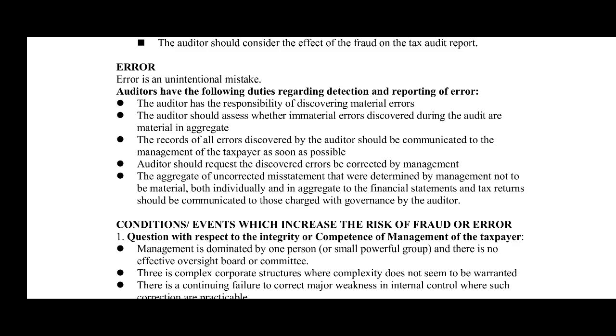Two, the auditor should assess whether immaterial errors discovered during the audit are material in aggregate, when you put them together. And three, the records of all errors discovered by the auditor should be communicated to the management of the taxpayer as soon as possible. And four, the auditor should request the discovered errors to be corrected by management. And five, the aggregate of the uncorrected misstatements that were determined by management not to be material, both individually and in aggregate to the financial statements and tax returns, should be communicated to those charged with governance, or the board of directors, by the auditor.